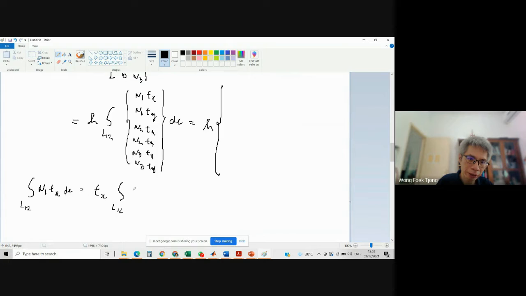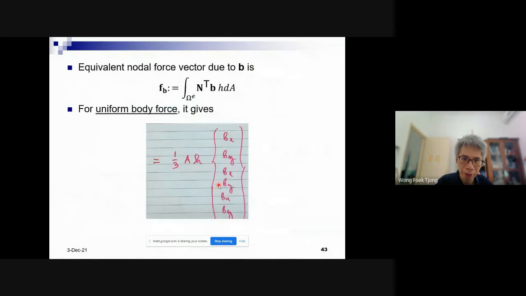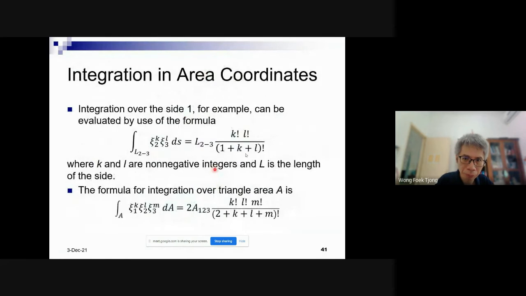This is the shape function, but the shape function written in terms of area coordinate is, for N1, C1, right? ds. Now, how to calculate these integrals? We can just use the formula that we have here. That's the formula here, the given formula for calculating line integrals. So this is the integral along line 2, 3, but in our example it is along line 1, 2.